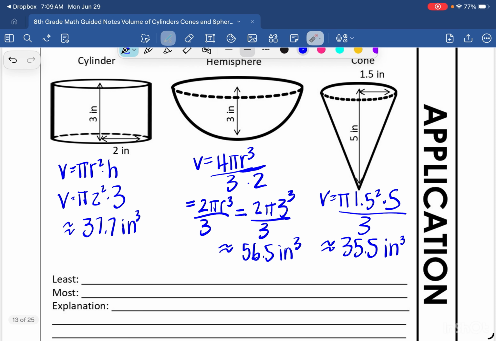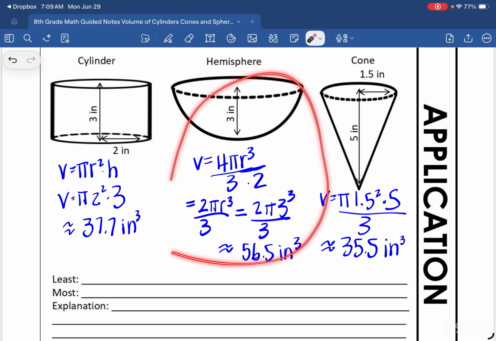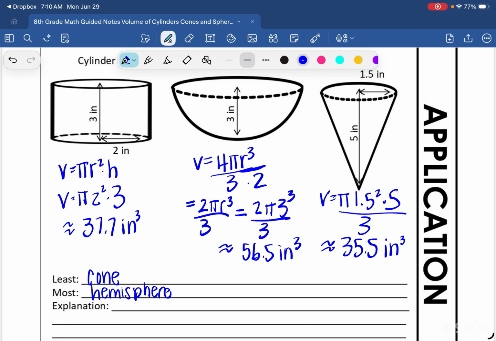So the one that holds the least amount is the cone, and the one that holds the most is the hemisphere. Explain your reasons. I calculated the volume of all the figures above.